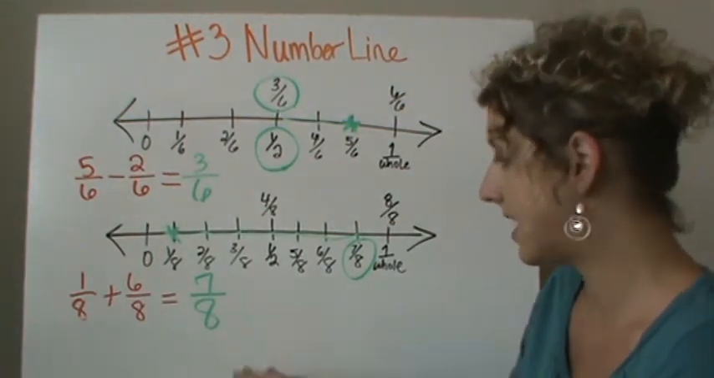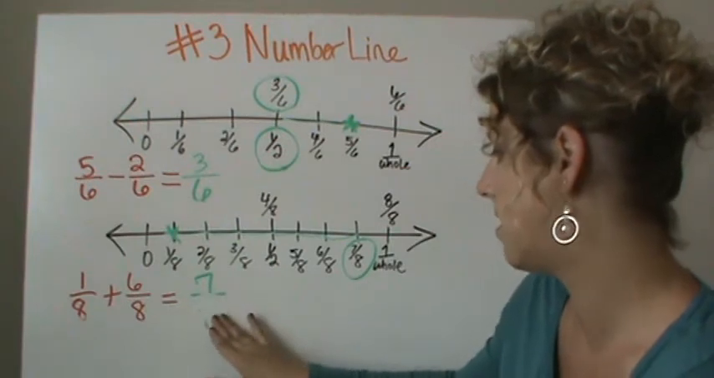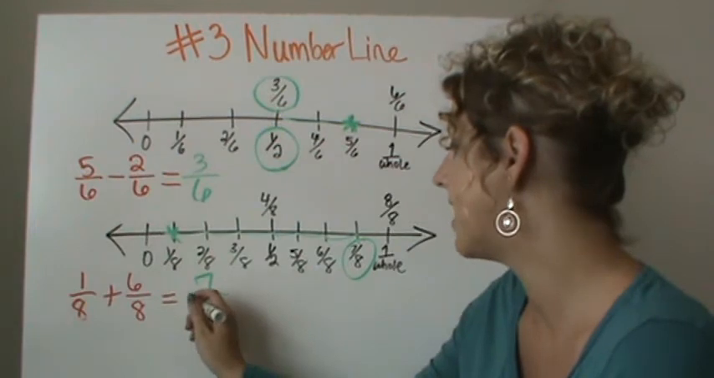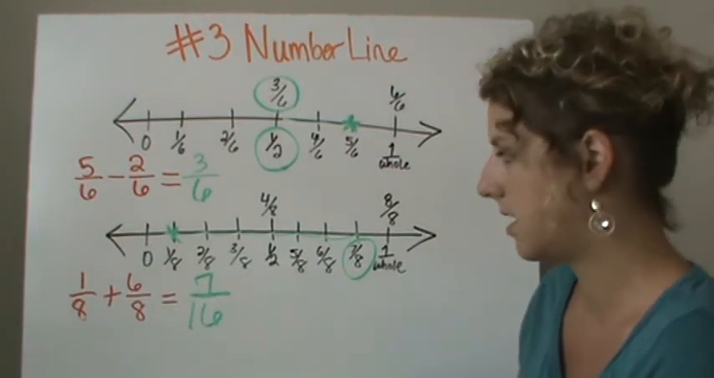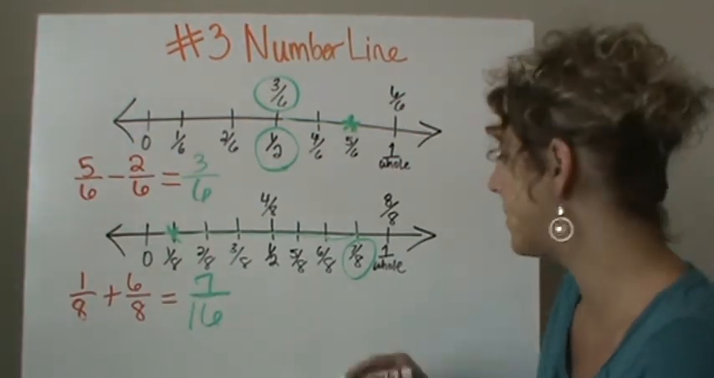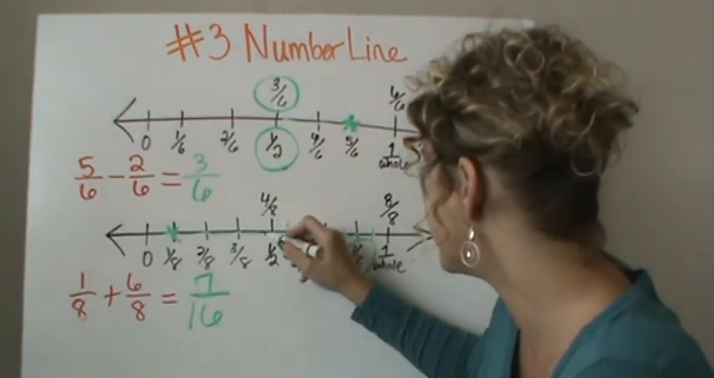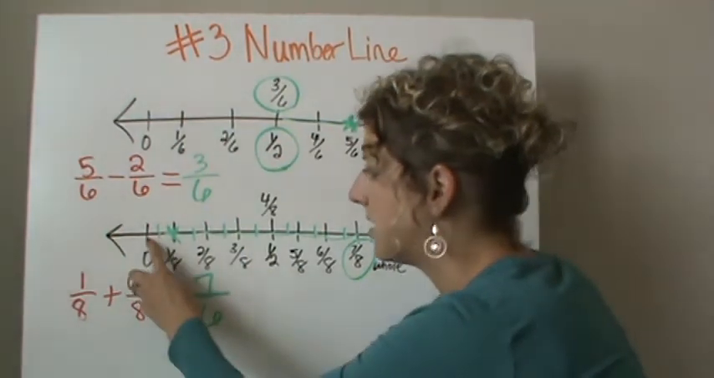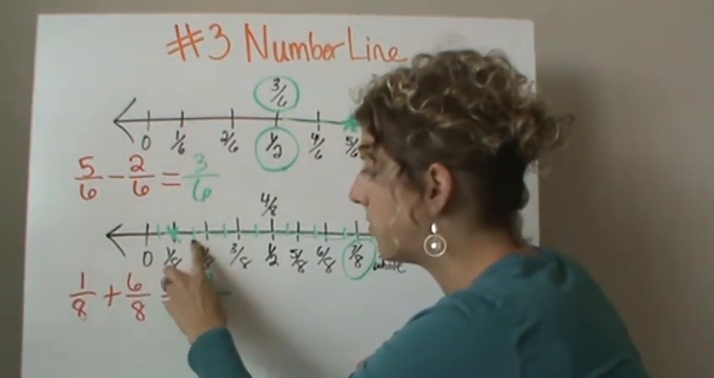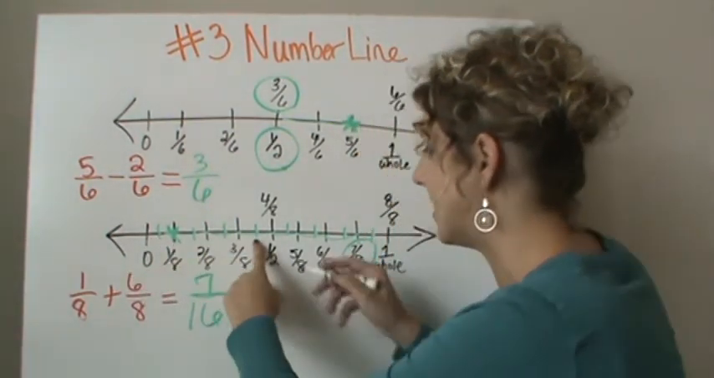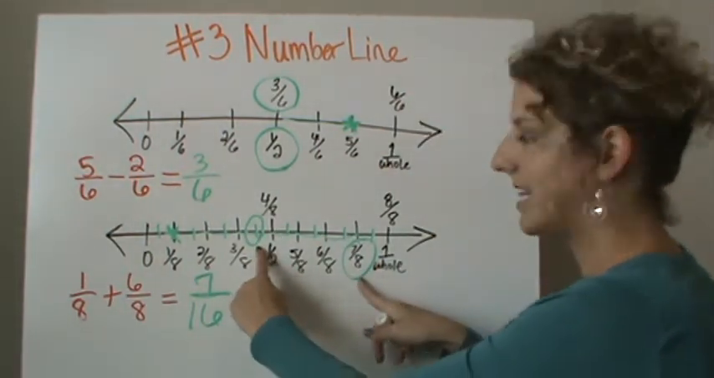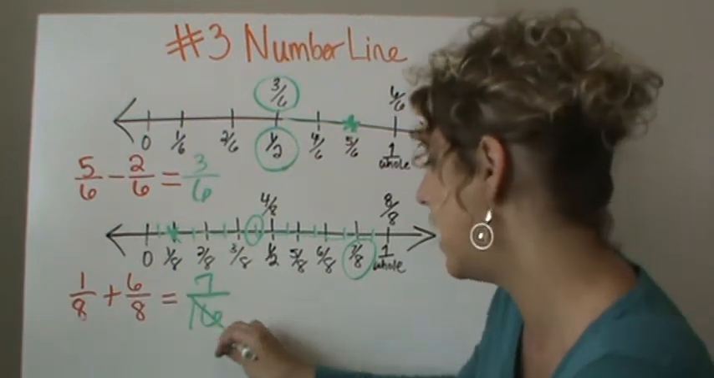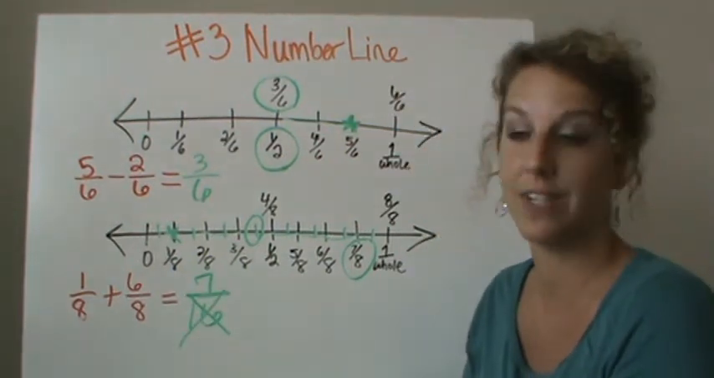So let's say we did add the denominators. It would be 7/16. So then we're going to have to break it up into even smaller pieces. And so the answer would be 7/16. 1/16, 2/16, 3, 4, 5, 6, 7/16. Is that the same size? Absolutely not. Do not add the denominators.